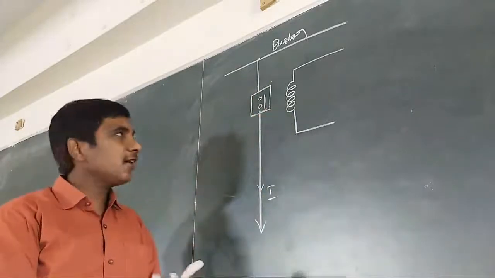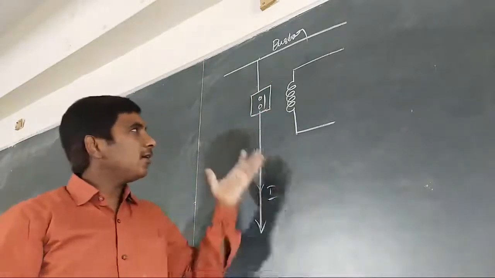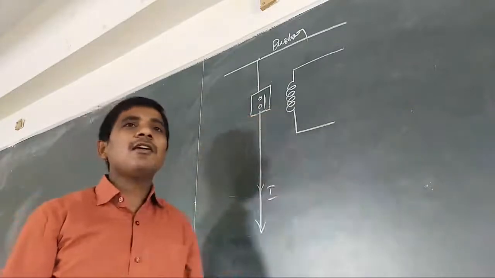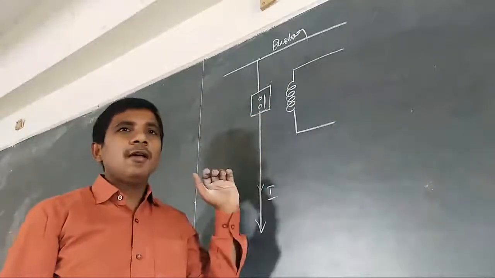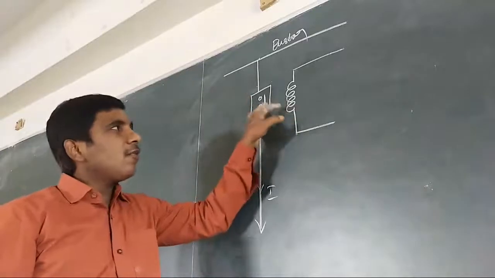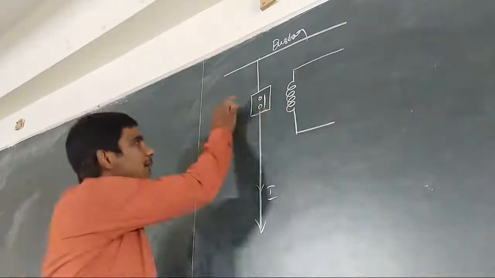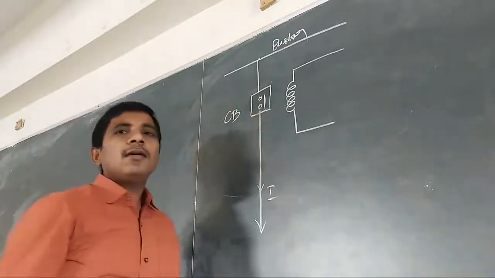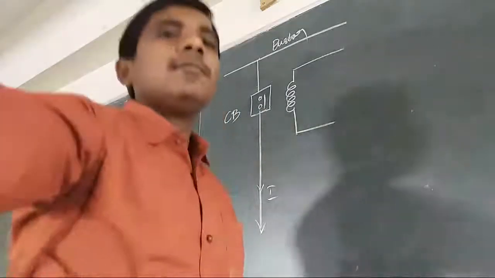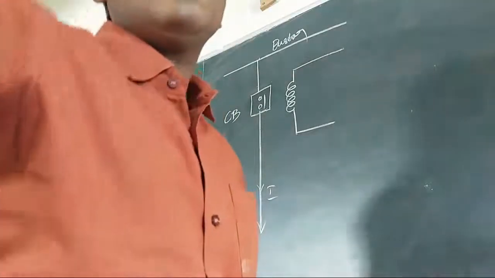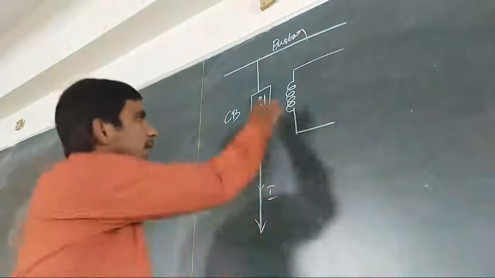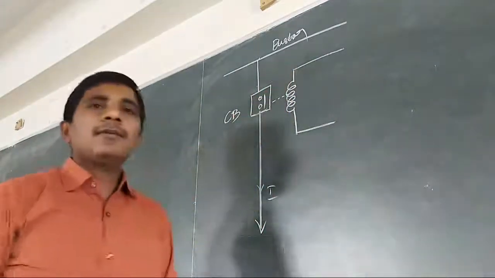A circuit breaker has a fixed contact and a moving contact. The circuit breaker construction will all be studied in unit 4. But assume that the circuit breaker has one coil. This is the circuit breaker symbol, with the coil related to the circuit breaker.